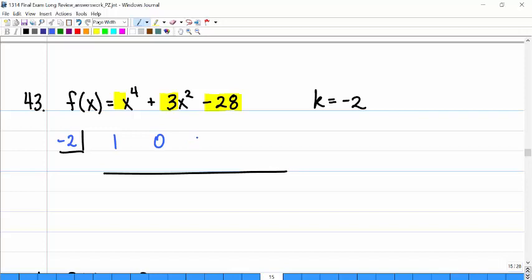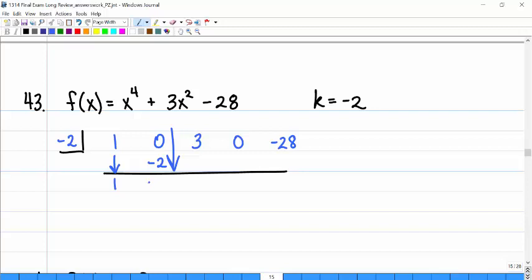The x squared has a coefficient of 3. There's not an x, so I need to put another placeholder of 0. And then -28 is the constant term. To do synthetic division, I drop the 1. And next I say 1 times -2. And 1 times -2 is -2. Then I add straight down.